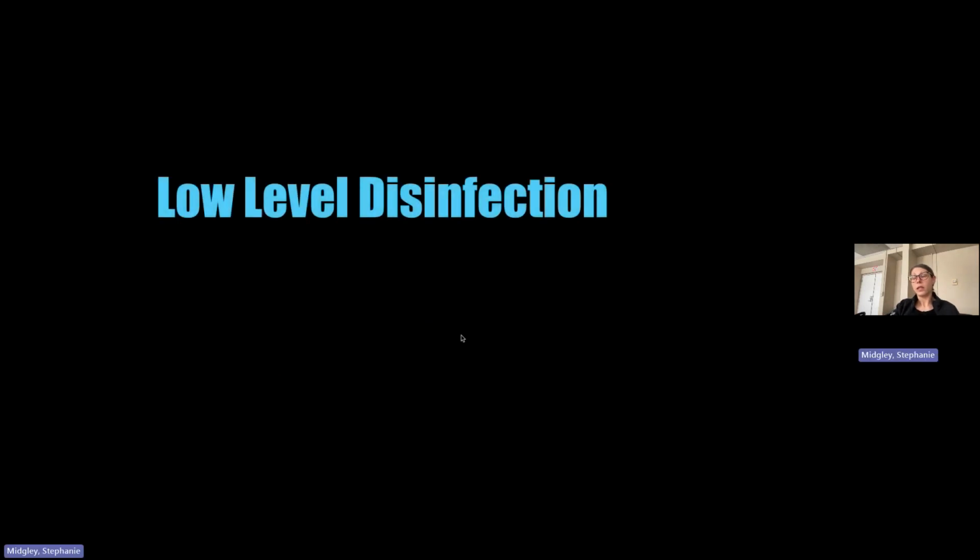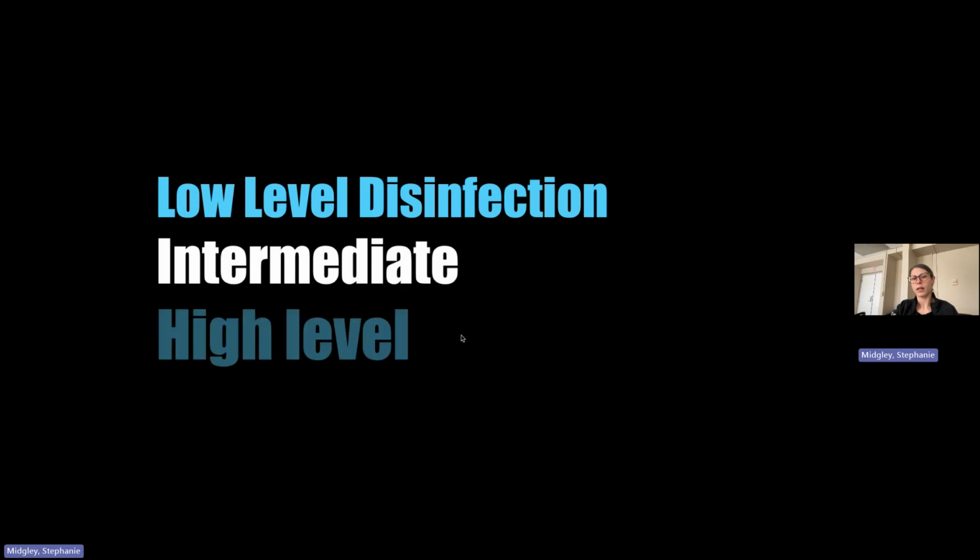All right, so now you have cleaning. Do you understand the difference between low level, intermediate, and high level disinfection? I know high level is the Trophon. Yep, perfect. The difference between low level and intermediate is essentially one kills TB and one doesn't. Low level does not include TB, whereas intermediate level does.